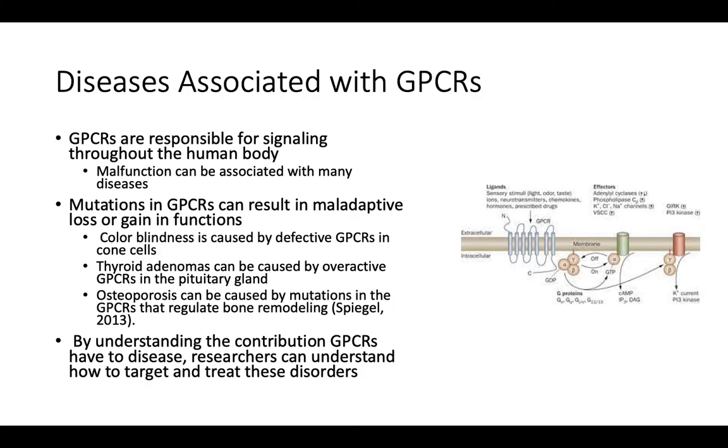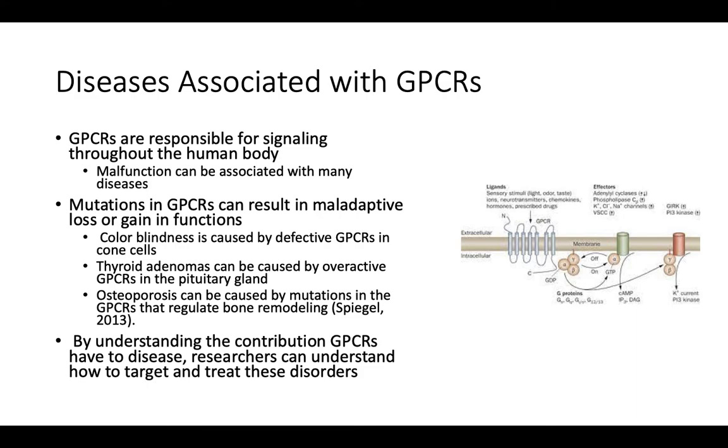One example of that is color blindness. This is caused by defective GPCRs found within cone cells. And then we also have thyroid adenomas, and those are an exact opposite problem from what we saw in the loss of function.